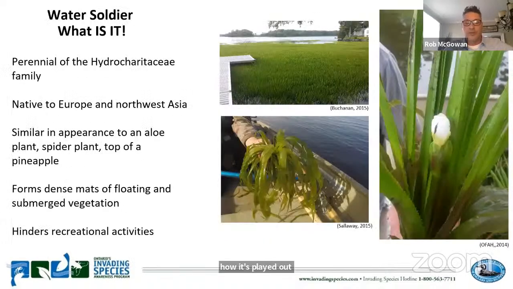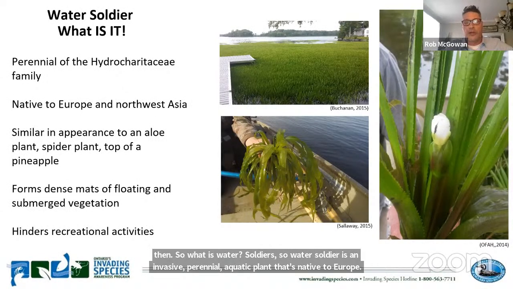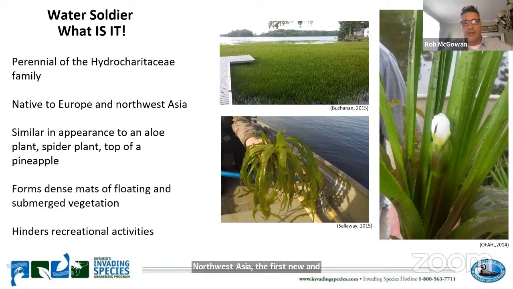So what is water soldier? Water soldier is an invasive perennial aquatic plant that's native to Europe and Northwest Asia. The first known wild population in Ontario was discovered in September 2008 in the Trent Severn Waterway. Water soldier was sold regularly as an ornamental plant in water gardens, which is a likely source of its introduction to the Trent River.